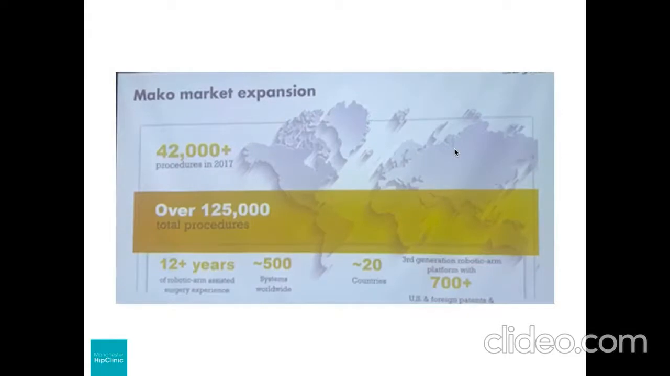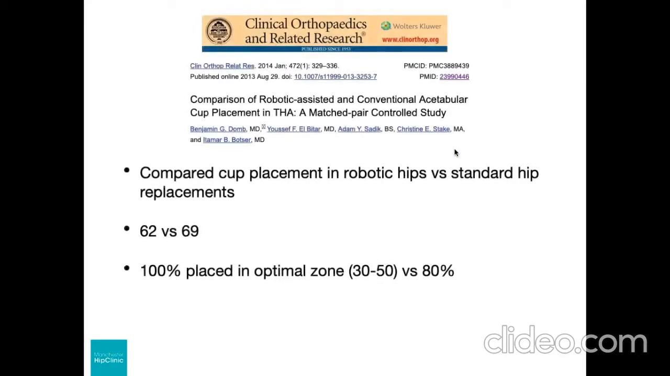Well, there is. There's now about 26 Makos in the UK and probably between 500 and 700 globally. So it's now becoming very widespread with hundreds of thousands of both knee and hip replacements carried out around the world. And these were some very early papers that were published.